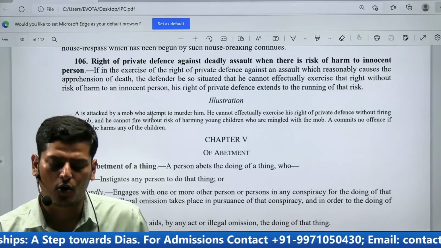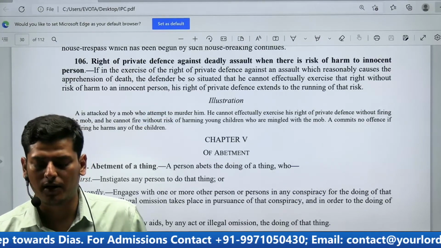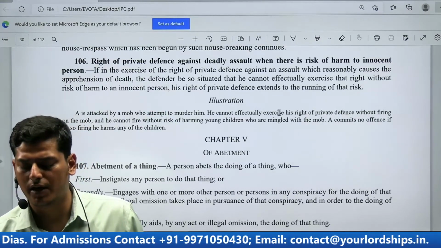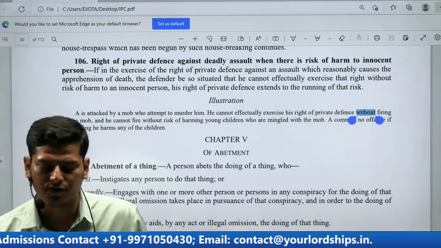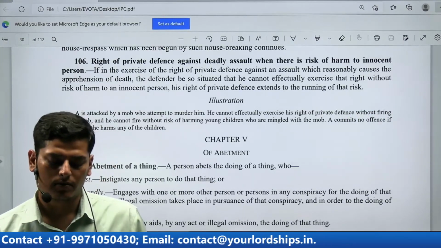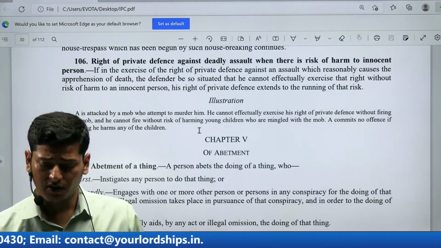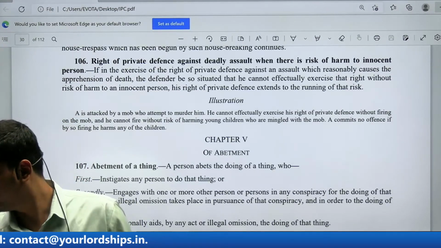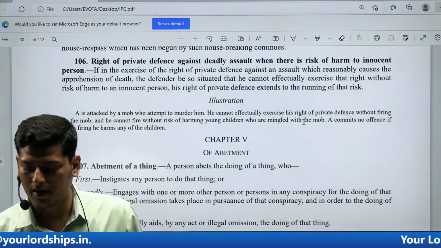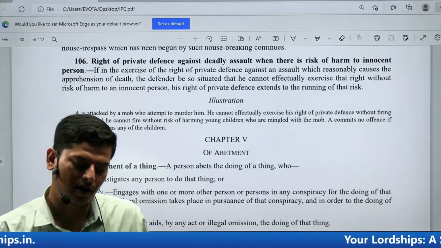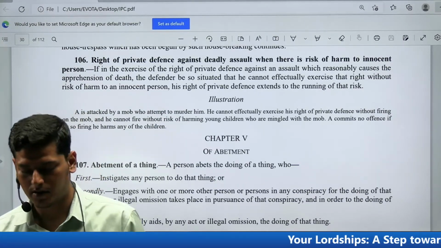A is attacked by a mob who attempted to murder him. He cannot effectually exercise his right of private defense without firing on the mob. And he cannot fire without risk of harming young children who are mingled with the mob. A commits no offense if by so firing he harms any of the children.